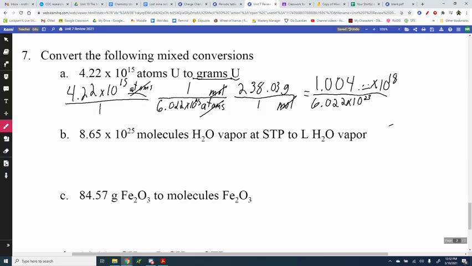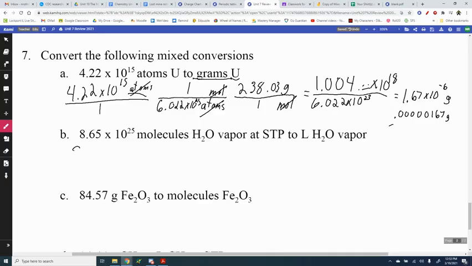We divide those two, and we get for our final answer 1.67 times 10 to the -6th grams. Okay, for those of you that are not super great at scientific notation, that is the same as saying 5 zeros, 167 grams. All right, so next one, 8.65 times 10 to the 25th molecules of H2O, and we're going to liters of water vapor.